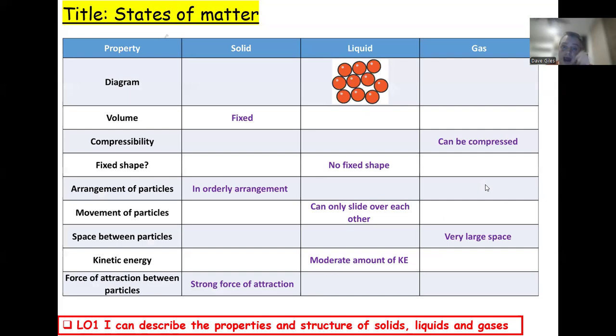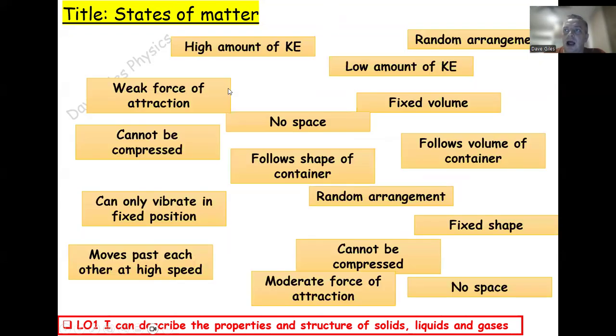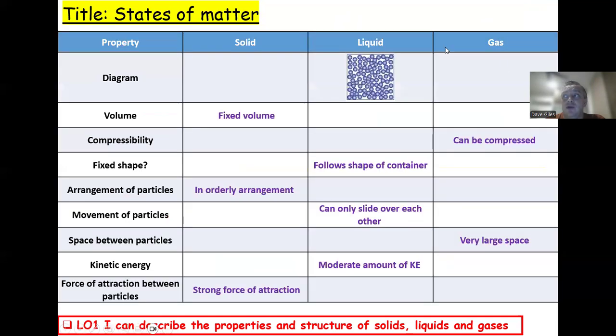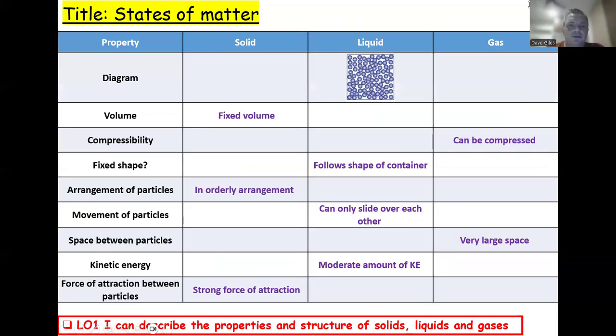Okay, so quick task based on what we've talked about so far. I want you to fill in the blanks on here. So, for example, for a diagram for a solid and a gas, I've done the liquid one for you. The volume for a solid is fixed. Is it fixed for a liquid? Is it fixed for a gas? Give you a moment to think about it. Hit pause. I've also given you the answers all here. You just need to put them in the right place. So I'll give you a few seconds while you're pausing it. And now I'll put the answers on.